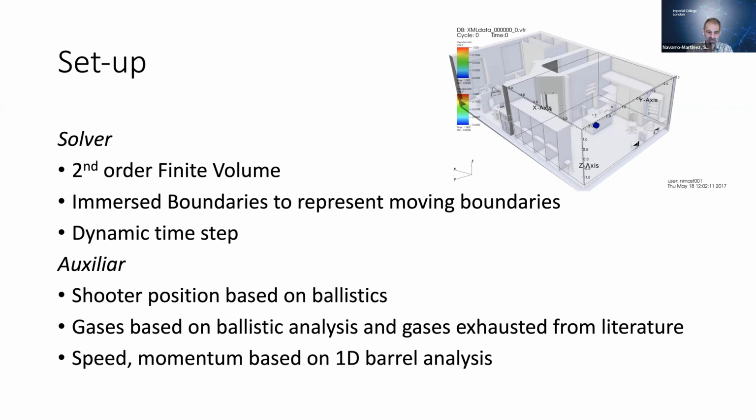Shooter position was based on ballistics. From the police report, we know the trajectories approximately. The gases were based on ballistic analysis and data from literature. We did some 1D analysis to get the speed and the momentum of the gun. We use conservative estimates. You can have the pressure inside the barrel, and then it's like an adiabatic expansion in the ideal case. Using the composition, you can get a decent approximation of the amount of gases injected.